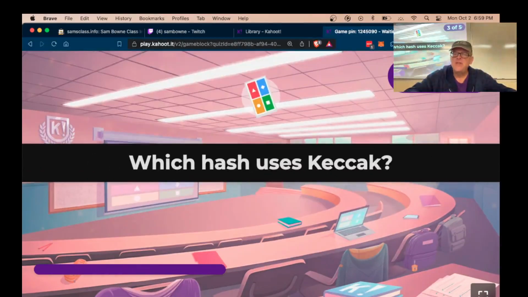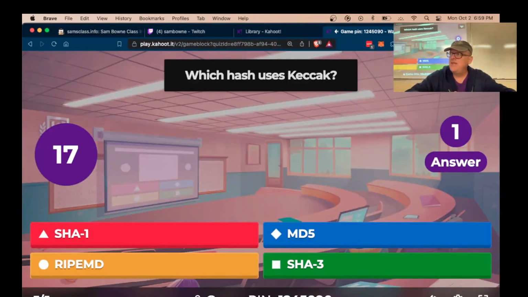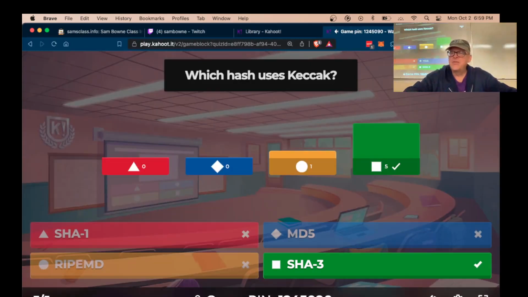Which hash uses Keccak? Which I think is the name of the mathematician that invented it. Oh, I'm not really sure. That's SHA-3, is Keccak, okay?